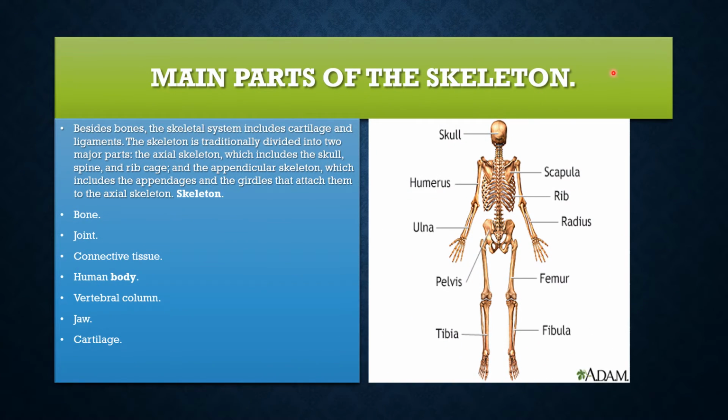Main parts of the skeleton: besides bone, the skeletal system includes cartilage and ligaments. The skeleton is traditionally divided into major parts: the axial skeleton, which includes the skull, spine, and the rib cage, and the appendicular skeleton, which includes the appendages and the girdles that attach them to the axial skeleton. Skeleton, bones, joints, connective tissues, human body, vertebral column, jaw, and cartilage.